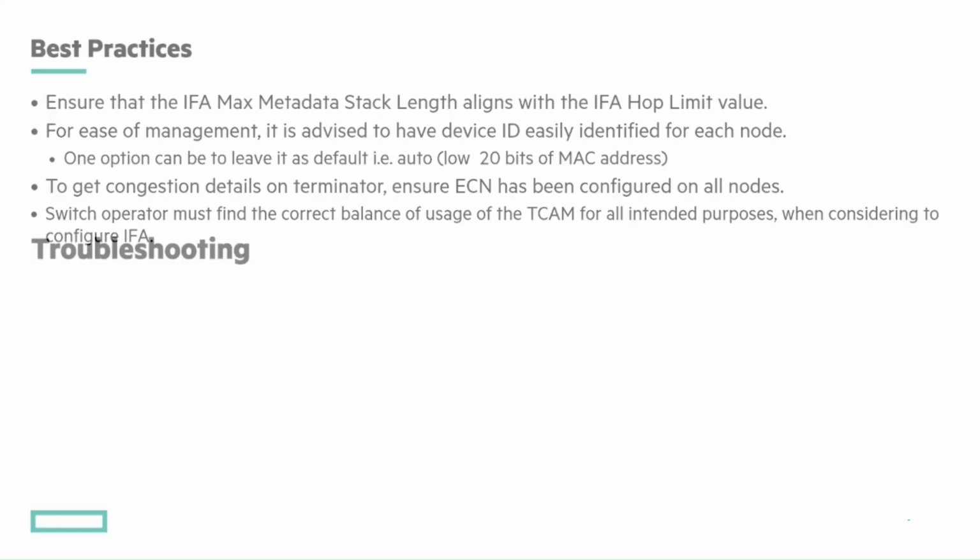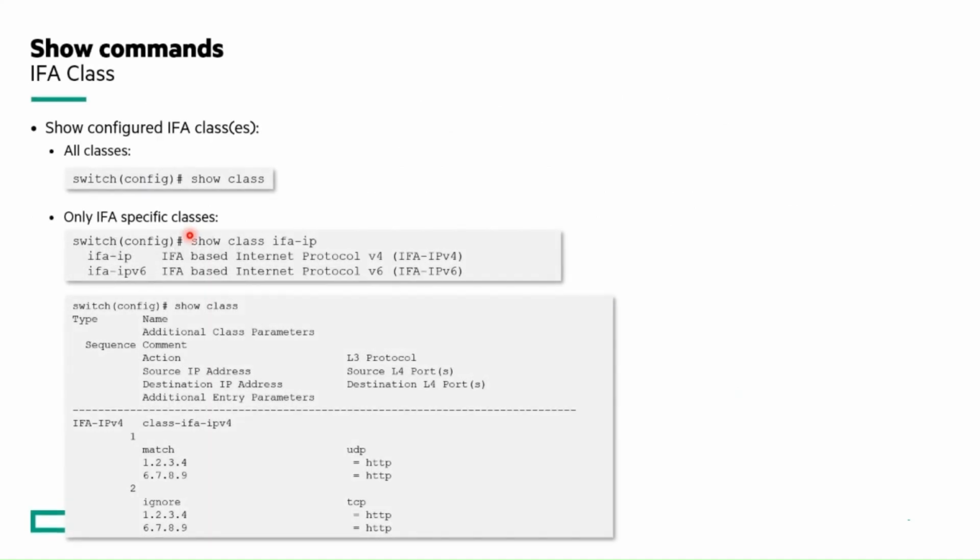Moving to the troubleshooting part, to view the IFA class, you can use the show command, which is show class, which will show you all the classes configured on your system. If you want to be more specific and want to see IFA specific class, you can define IFA IP or IFA IPv6 class. This is how your classes will be displayed on your system.